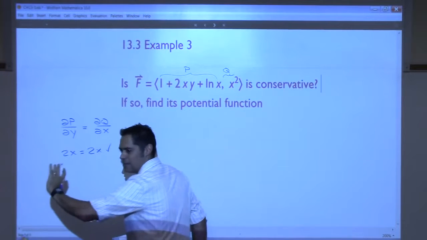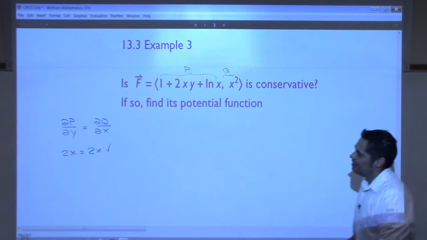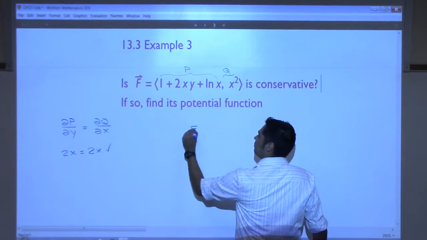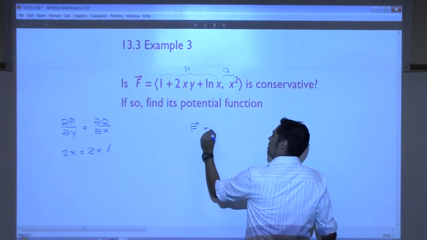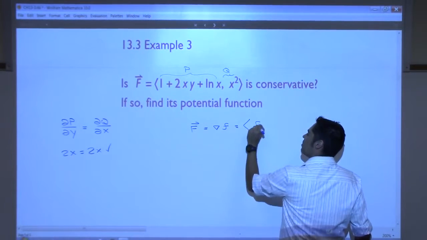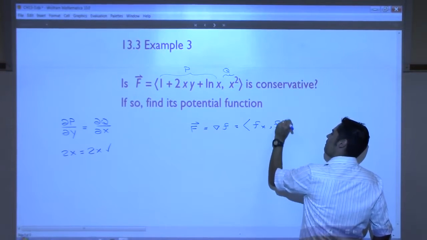It's not always 2x, okay? So it is a conservative vector field, right? So it has a potential function, and we need to be able to find it. So let's find it. I'm going to write down what I know. I know that capital F is actually the gradient of little f, which I know by definition is this vector.